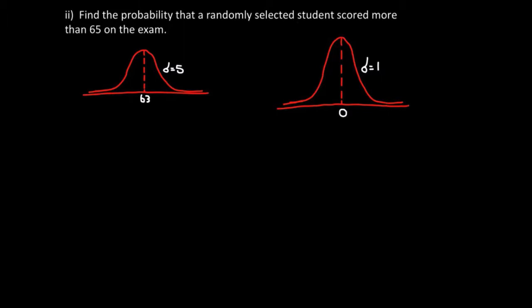Part 2. Find the probability that a randomly selected student scored more than 65 on the exam. So this is the 65 of x, and asking for the probability greater than 65 should be this area.